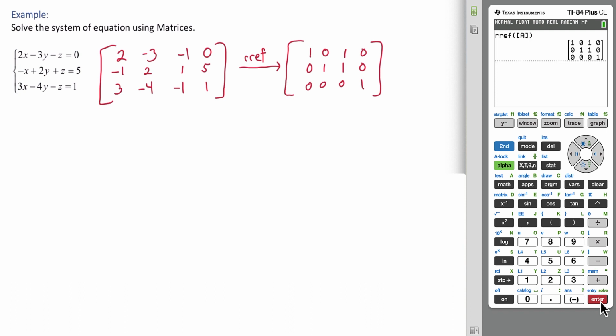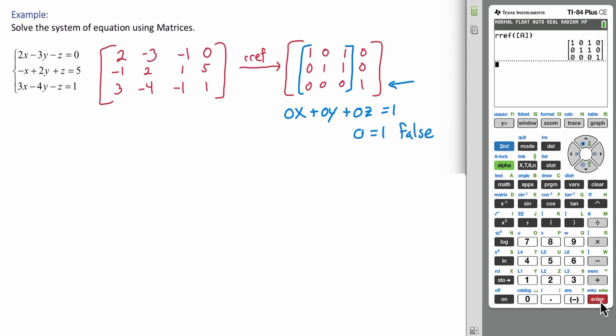Recognize that the coefficient matrix on the left is not an identity. So if it's not an identity, we want to look at the bottom row. This bottom row, if we translate that back into an equation, 0x plus 0y plus 0z equals 1, or more simply stated, 0 equals 1, is a false statement.